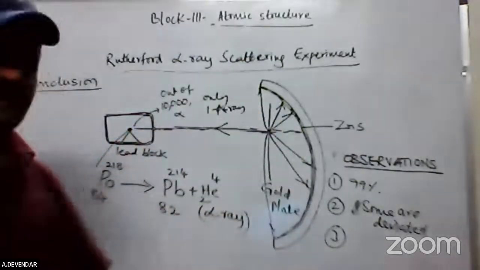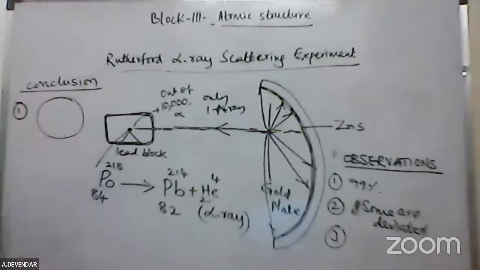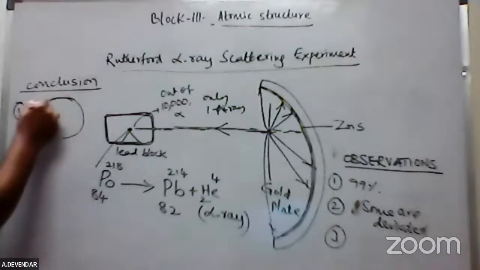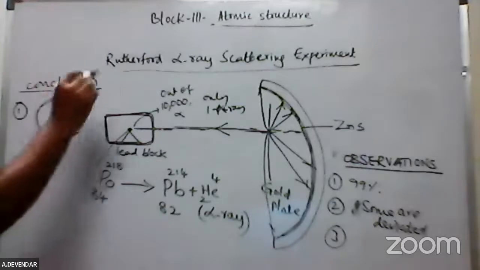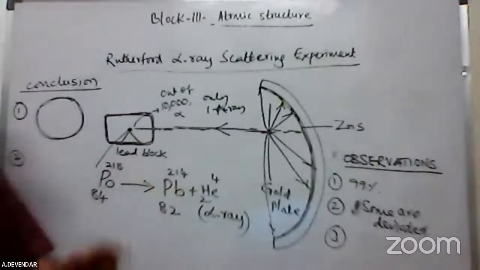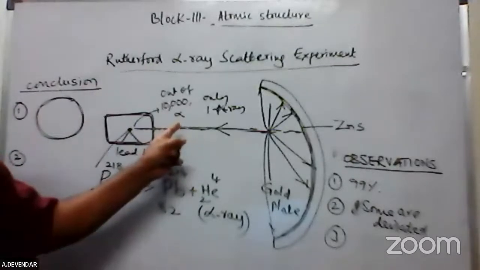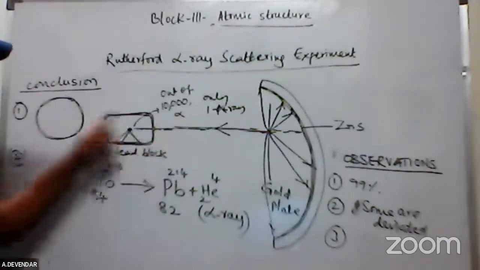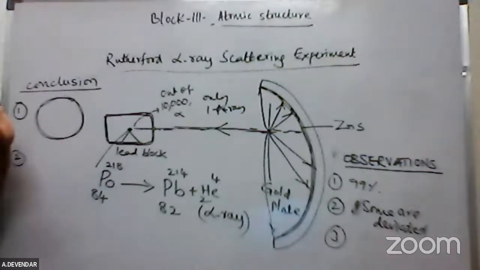By means of the three observations, he concluded that the atom is a hollow sphere. Most of the space is empty. That is the first point made by Rutherford from this experiment. He knew only electrons and protons, and by this experiment he worked out where they are located, inventing the atomic model.